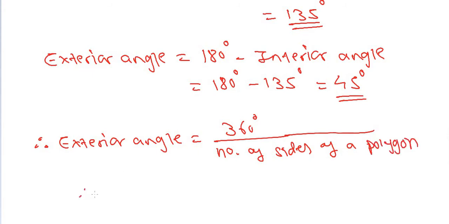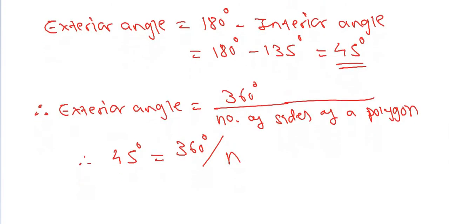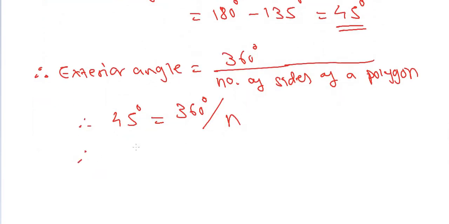Let us substitute values now. For the exterior angle we have 45 degrees, that is equal to 360 degrees divided by n, where n is the number of sides of the polygon. Now shift this n to the left-hand side, so it will go to the numerator from the denominator, and shift 45 to the right-hand side, it will go to the denominator of 360 degrees. So 360 divided by 45.